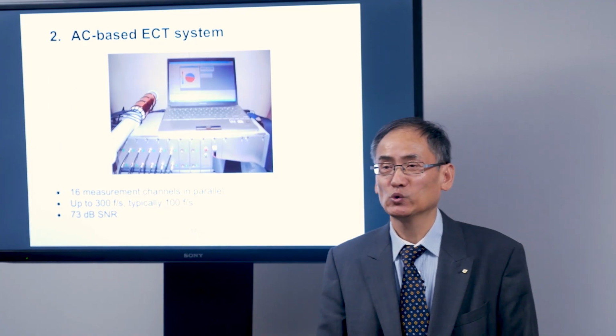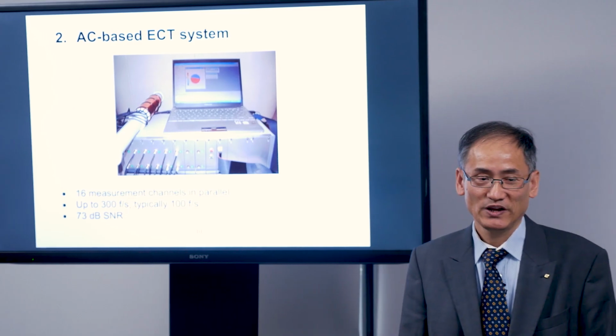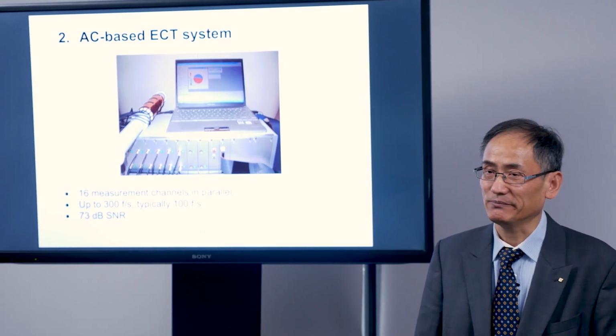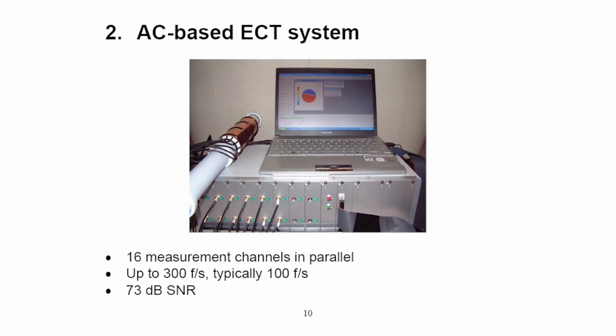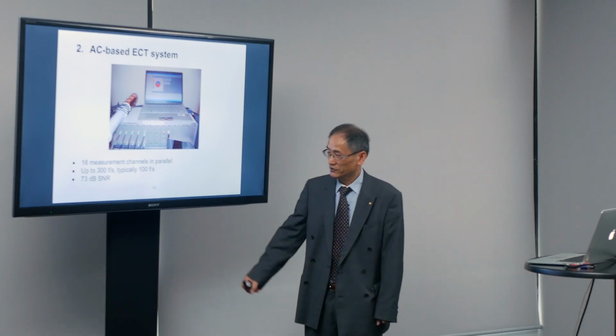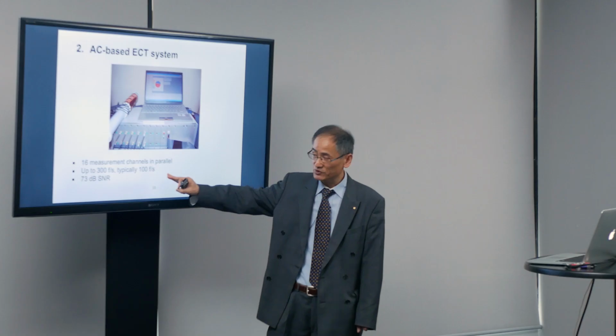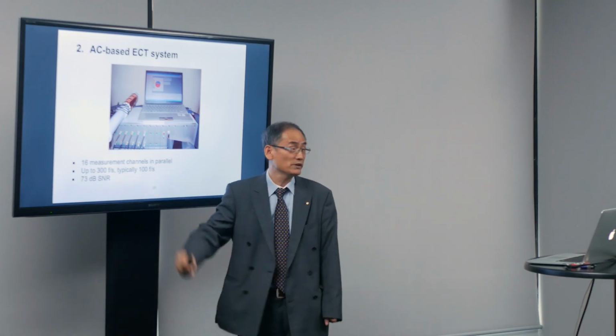I move to part 2, AC-based ECT system. Here I show you a typical ECT system. In this system, we have 16 measurement channels in parallel operation to achieve speed. The speed is typically 100 frames per second up to 300 frames per second. The signal-to-noise ratio is 73 dB.